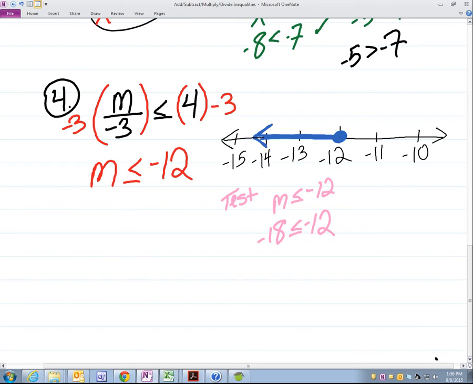Okay? Wait, sorry. M has to be less than or equal to negative 12. So let's substitute anything in there that's less than or equal to negative 12. Negative 12, let's make it more obvious so it's not right on the dot. Let's make it a little bit further. Yeah, negative 21. Negative 21, we got to substitute in for M.